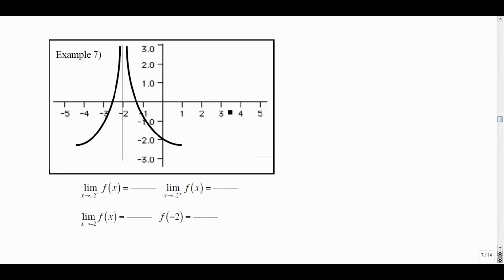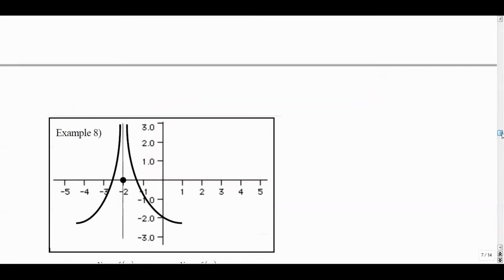Number 7, vertical asymptote at -2. So from the left-hand side, we're going to go up to infinity. Right-hand side, we're going to go up to infinity, which means the overall limit is infinity. The function value does not exist.